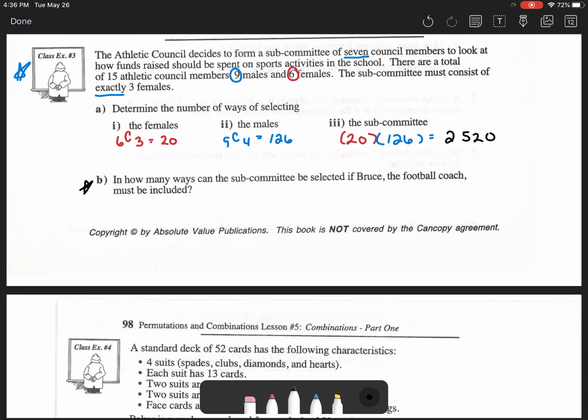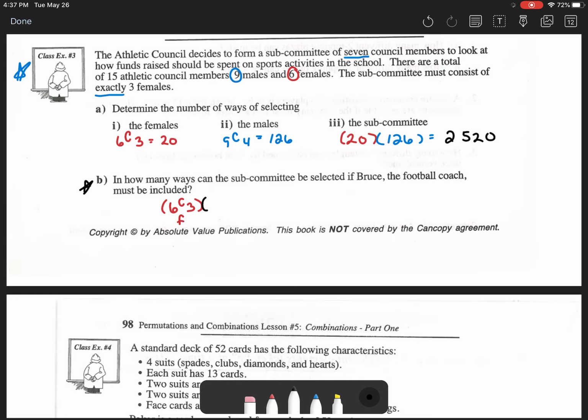Now, B, interesting, kind of like a little bit of something special we have to take care of first. Remember your restrictions from permutations, kind of the same thing here. It says, in how many ways can the subcommittee be selected if Bruce, the football coach, has to be included? So that means he is on the committee. So basically you take him and you put him on the committee. Now, that's not going to affect the way that we select the females. So the females will still be, I'll put an F there for females, okay?